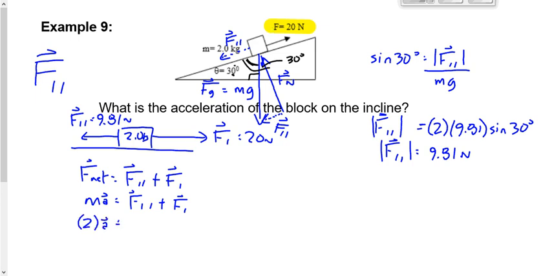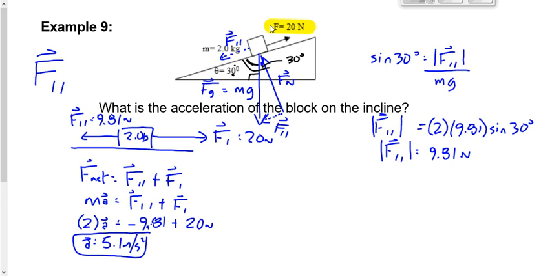F parallel, we just figured out a minute ago, was negative 9.81. Negative because it's to the left in my diagram. And F1 is 20 newtons. Solve for A. 20 minus 9.81 is 10.19. 10.19 divided by 2 would be 5.1 meters per second squared. So it would accelerate up the hill, positive direction, at 5.1 meters per second squared.